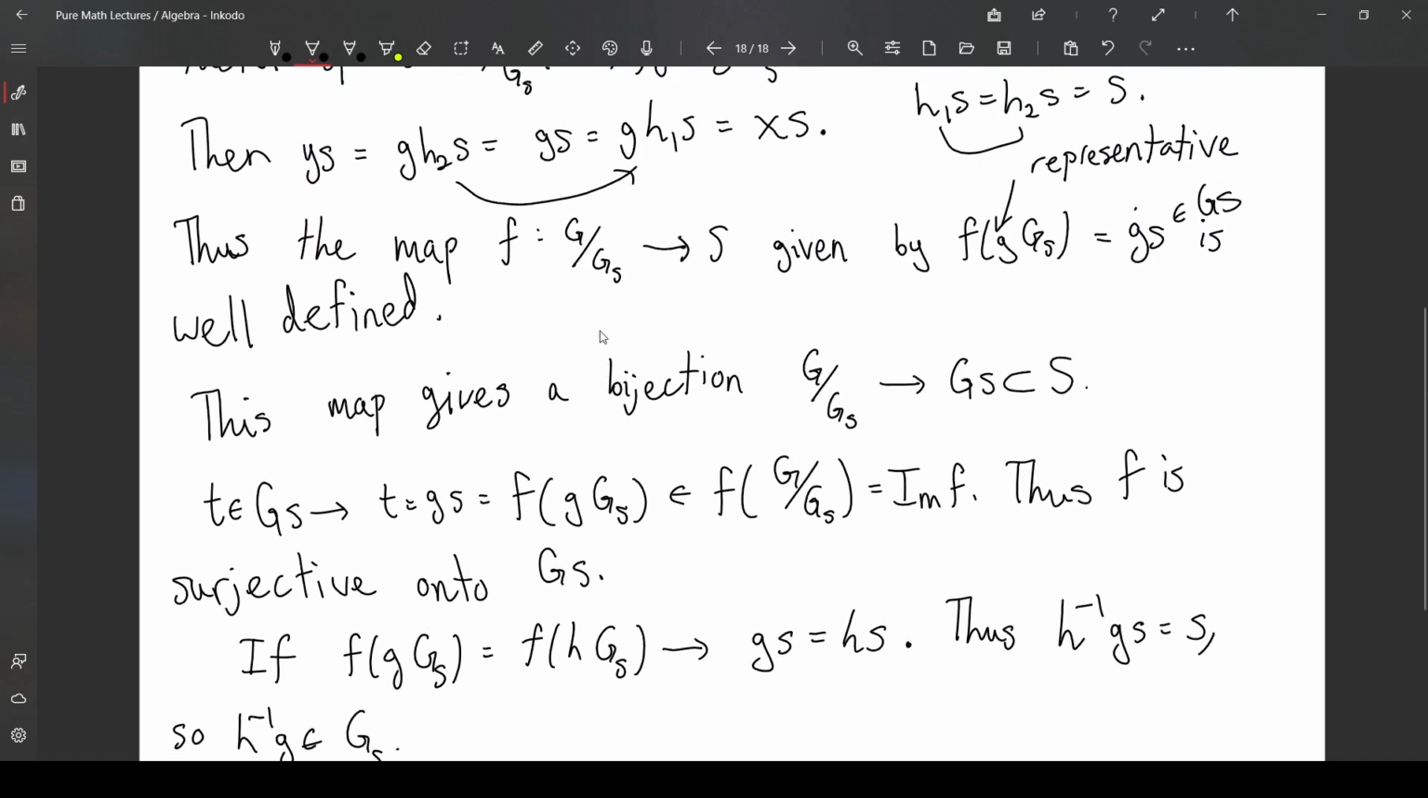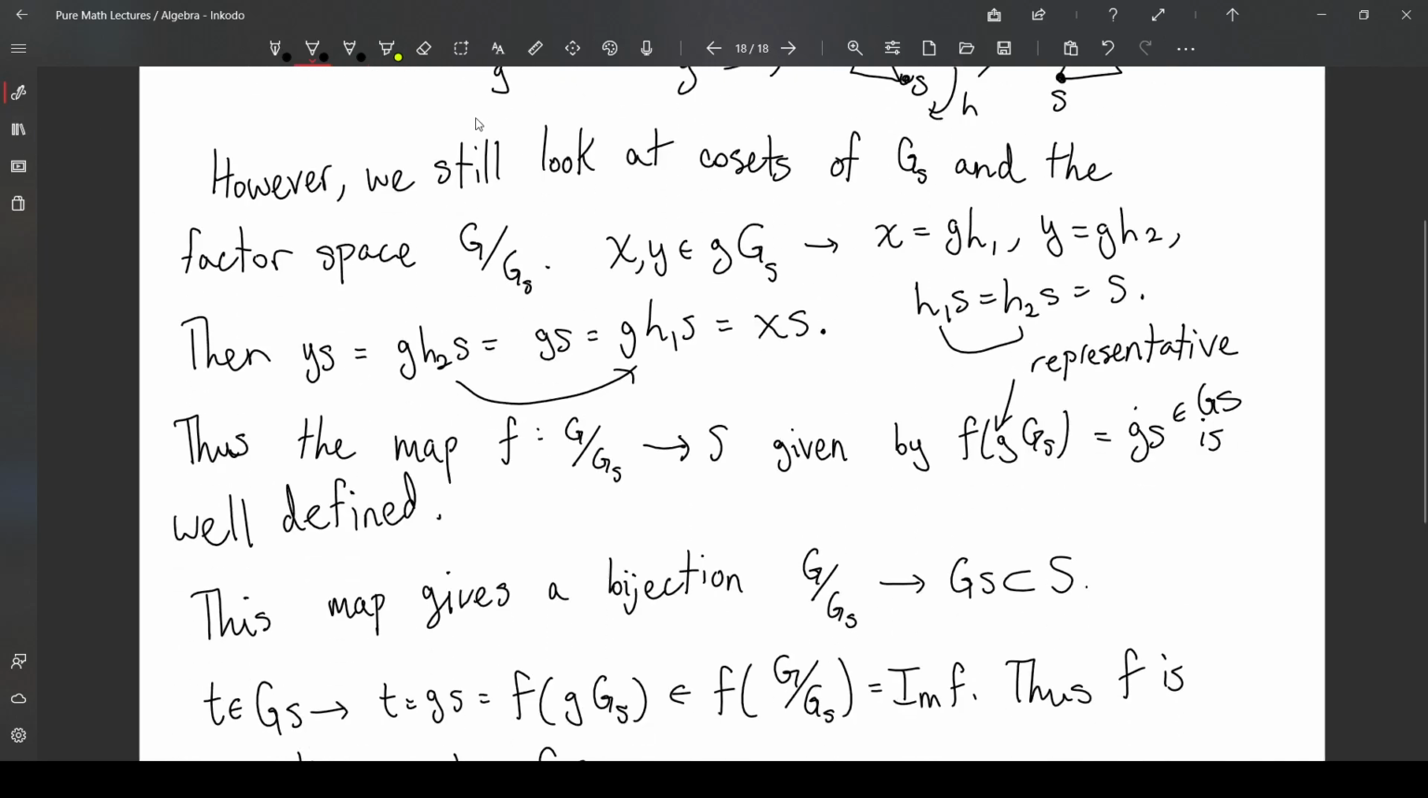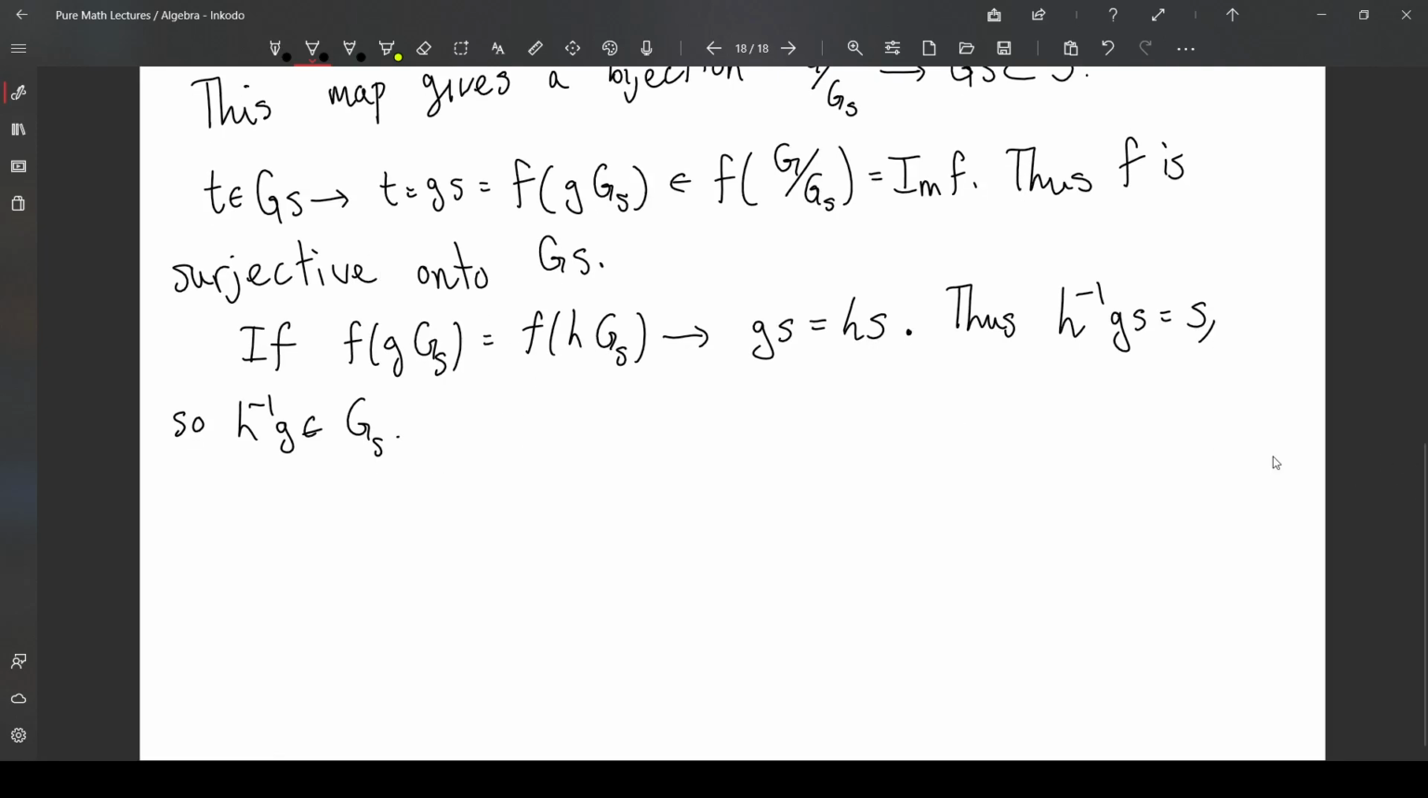Oh, and I should mention this isotropy group, I was missing the word. This is also called the stabilizer of S. That's a much more common word. However, the book I'm referencing uses isotropy group. Right, so H inverse G is an element of G sub S, right?